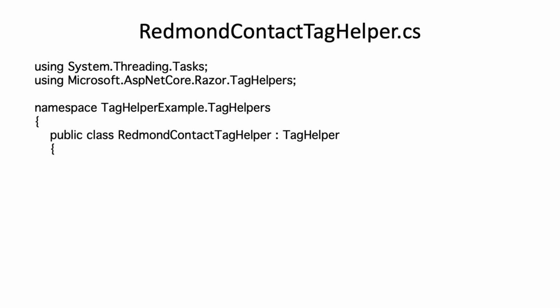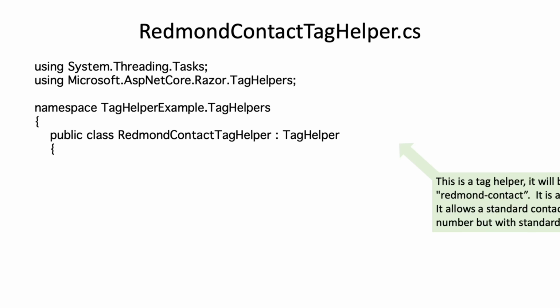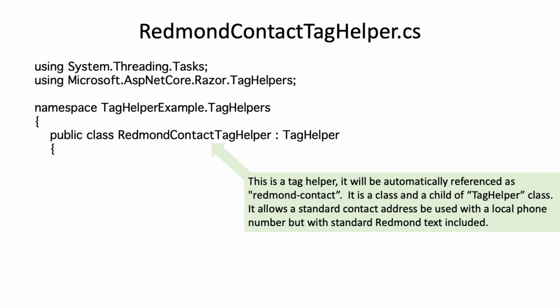So this is how it starts, the public class. This tag helper, it will be automatically referred to as Redmond contact. It does that by making it lowercase, separating obvious words with an underscore, and cutting off the tag helper. It is a class and a child of the TagHelper class. It allows a standard contact address to be used with a local phone number, but with the standard Redmond text included. That's how we're going to use it.